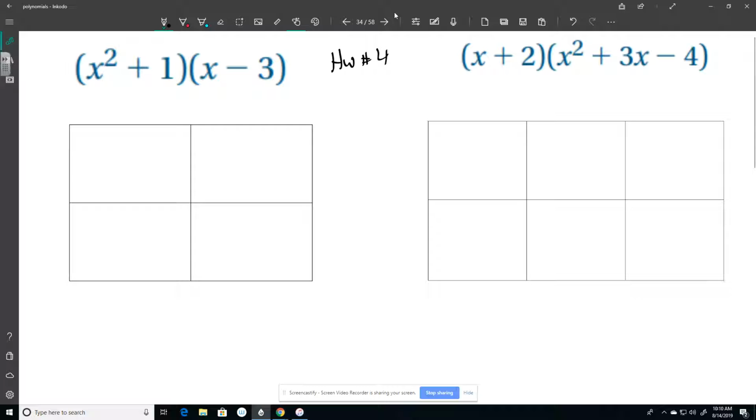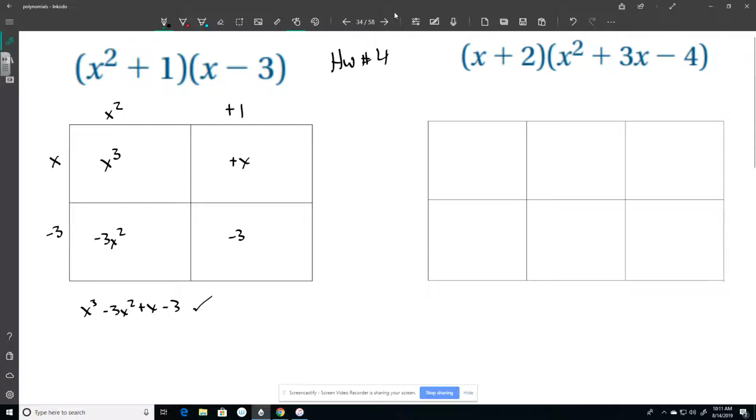In this case, we're going to use the table method. I've got an x squared and a plus 1. And in this set of parentheses, I have an x and a minus 3. So I multiply x and x squared to get x cubed, x and 1 to get a positive x. Negative 3 and x squared becomes negative 3x squared. Negative 3 and 1 becomes negative 3. And I look for like terms, cubed, squared, x, constant. No like terms, so I just write them all out. x cubed minus 3x squared plus x minus 3.